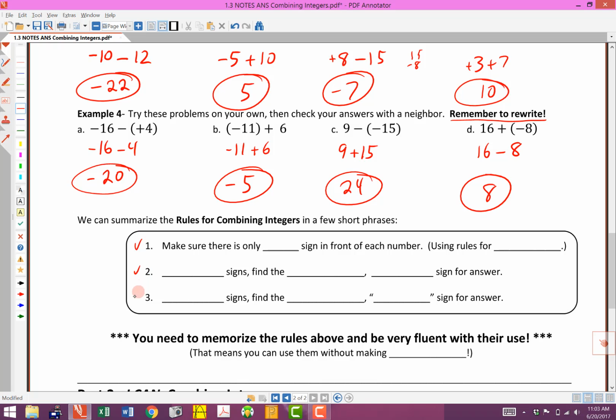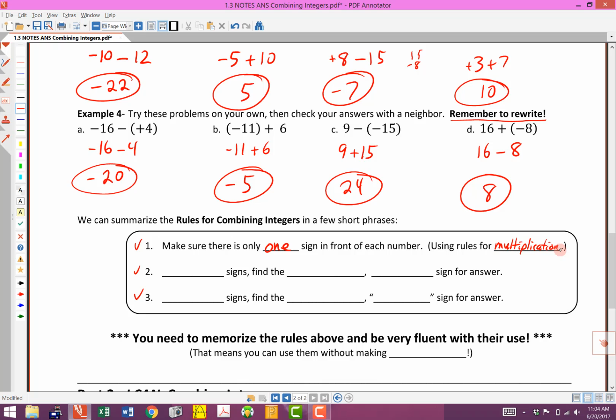There are actually 3 steps. The first one's pretty easy, and then the other 2 are the actual rules for combining these. So the first rule is make sure that there is only one sign in front of each number, and if you need to, you're going to use the rules for multiplication in order to figure out what that sign is. Okay, so multiplication rules there.